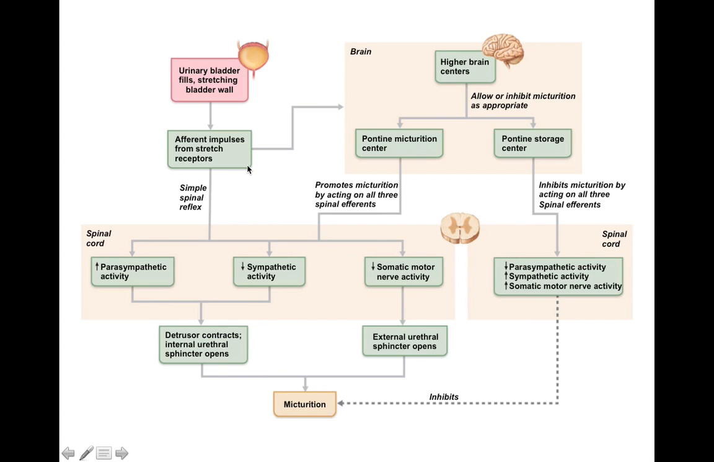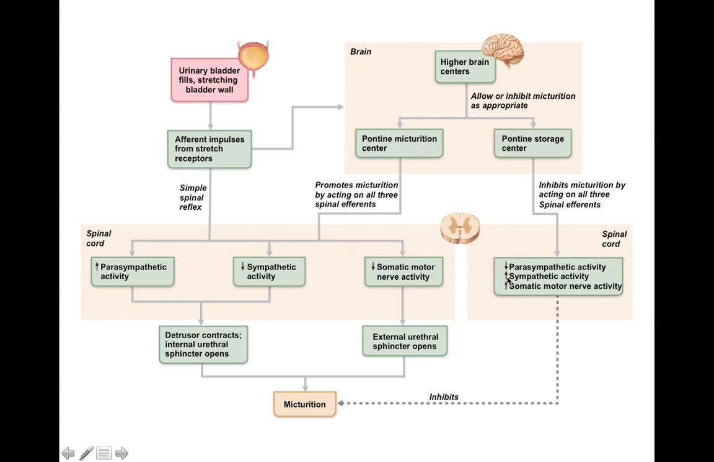Now, what we also find is that from higher brain centers, we have a pontine micturition center, and it promotes micturition by acting on all of these spinal reflex pathways. So by decreased somatic motor nerve activity, you can inhibit the external urethral sphincter and then allow for voiding or micturition. Opposite to that, to inhibit micturition or voiding, we have the pontine storage center. And this prevents micturition by decreasing parasympathetic activity, increasing sympathetic activity, and increasing somatic motor nerve activity.